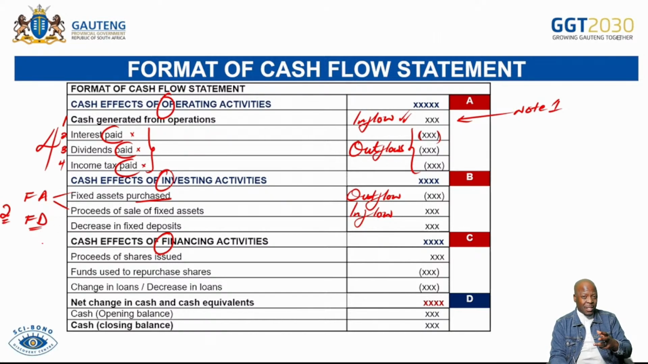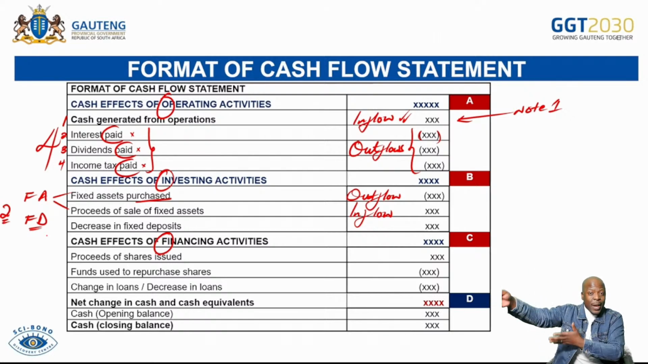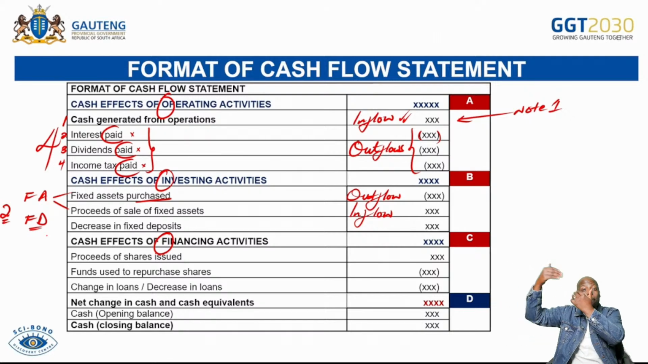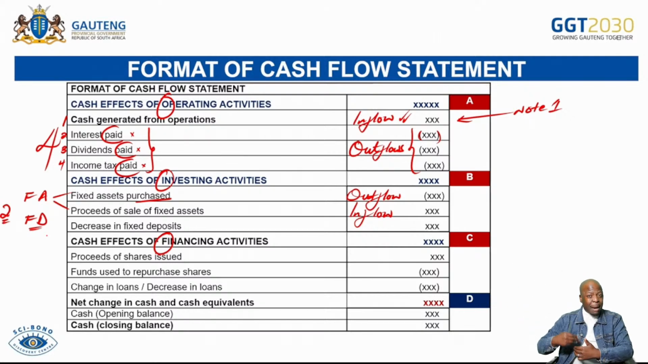So in fixed deposits, we have two sides. Number one, when we invest into a fixed deposit, that is a cash outflow because we are taking money out of our bank account and investing it into an investment account. That is a cash outflow. But when that fixed deposit has matured, that cash comes back into our bank account. So it becomes cash inflow in that case.